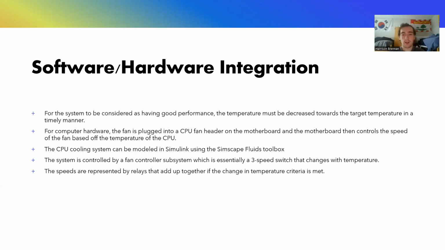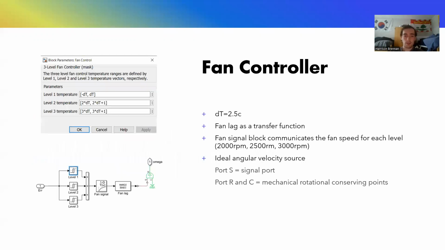The software and hardware configuration is basically just the computer cooler, like the heat sink and the CPU fan mounted on it. And the software is modeled in Simulink using Simscape's Fluids Toolbox. The system is mainly controlled by a fan controller subsystem, which is a three-speed switch that changes with temperature, and those three speeds are represented by relays that add up.